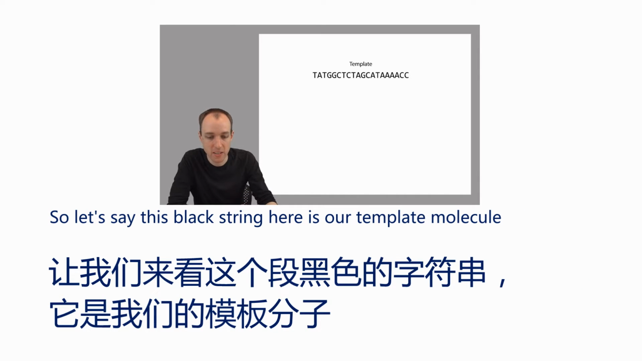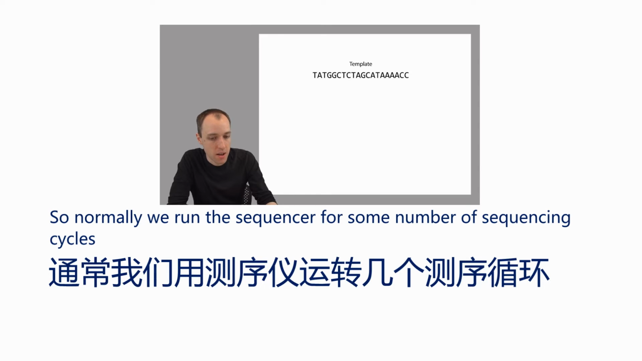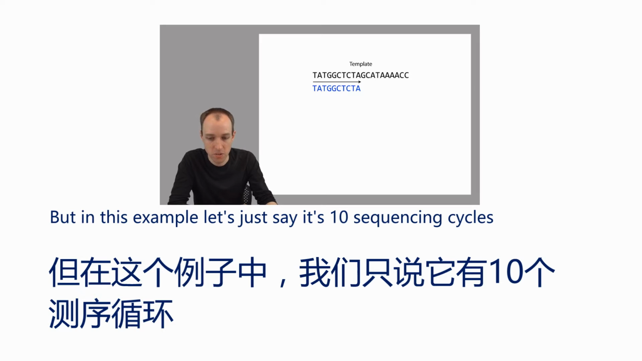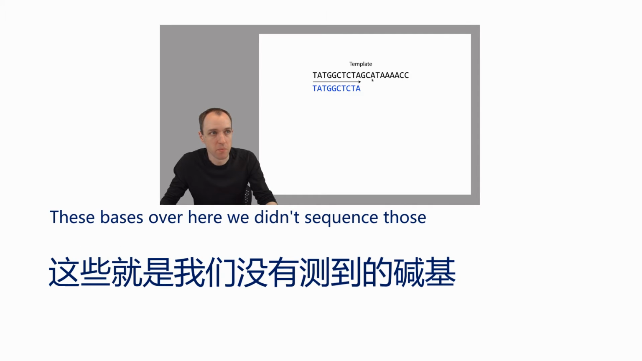So let's say this black string here is our template molecule. It's going to give us a bit more information about this template. So normally we'd run the sequencer for some number of sequencing cycles. In reality, it would be 100 or 200 or 300 or so sequencing cycles. But in this example, let's just say it's 10 sequencing cycles. But there are some bases of the template that are not sequenced. These bases over here. We didn't sequence those.